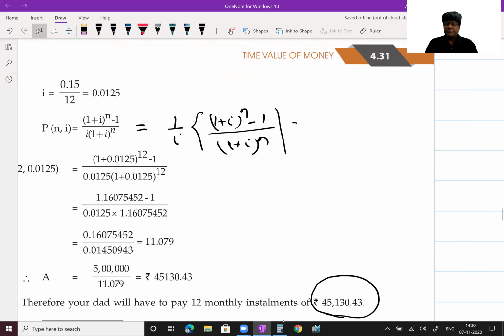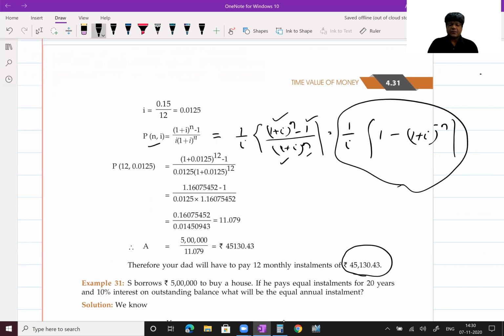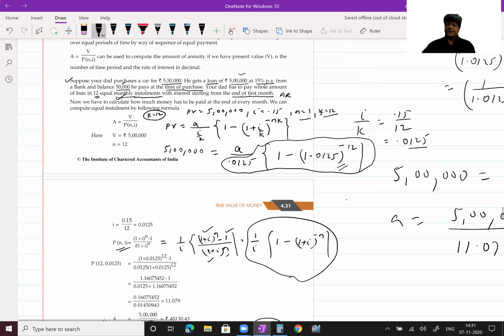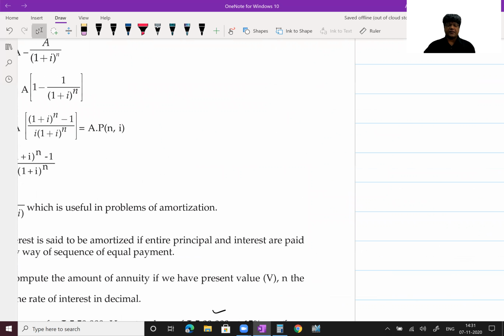If I separate this, it is equal to 1 by I into this, divided by the denominator, which will be 1 minus 1 divided by this, that we can write as 1 plus I to the power minus 1. So actually this value will be supplied by the question, written this way. Clear, guys? This value they will supply, like here. I have shown you the way I have taught you, and whether it is supplied or not supplied, we will get the answer.